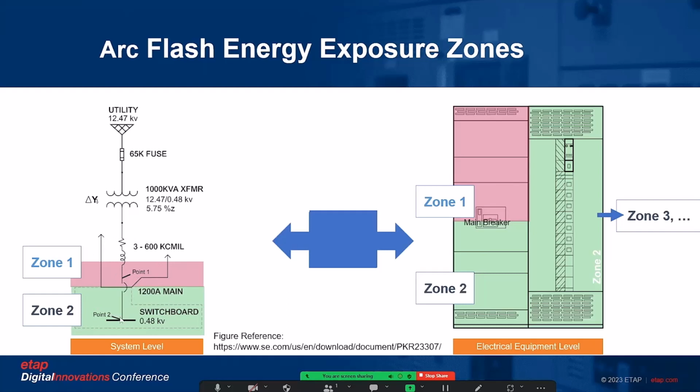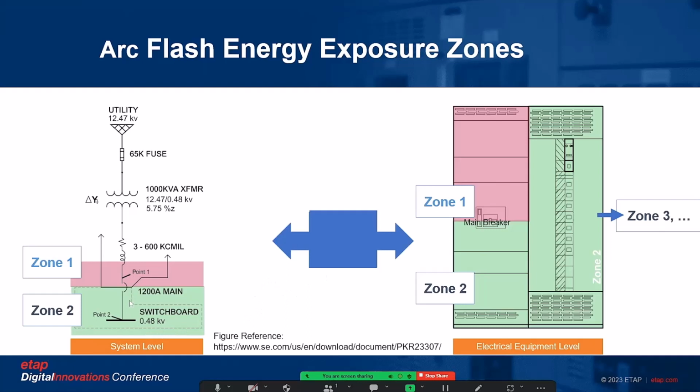Zone 2 would be a bus arcing fault. And let's say we were to have a load protected device right below this bus, then this would be Zone 3. And let's say we want to take it even further downstream, we can also look at a fault at the load terminals of a motor, for example.